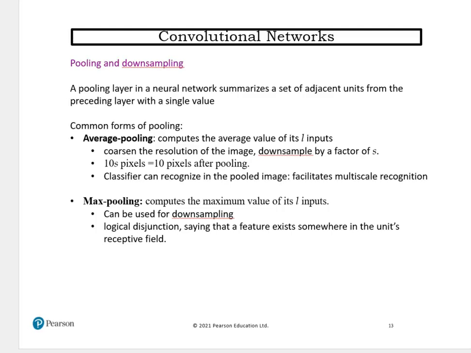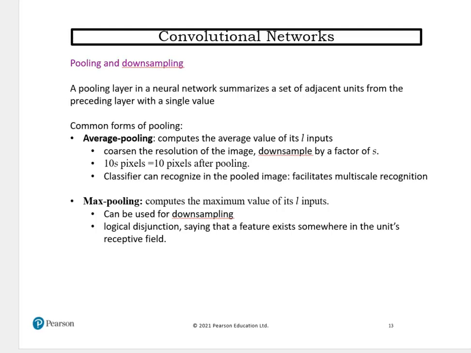Typically no activation function is needed for a pooling layer. And there are 2 forms of pooling layers, for pooling and downsampling. Average pooling computes the average value of its L inputs. As you can see, there's nothing to learn here. We just have L inputs, we take their average, and that becomes the output. So this is identical to convolution with a uniform kernel vector, where each element of that vector is just 1 over L.